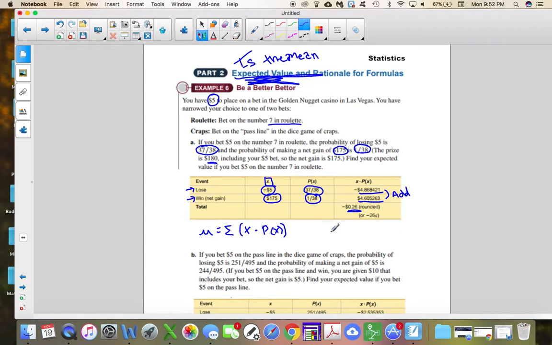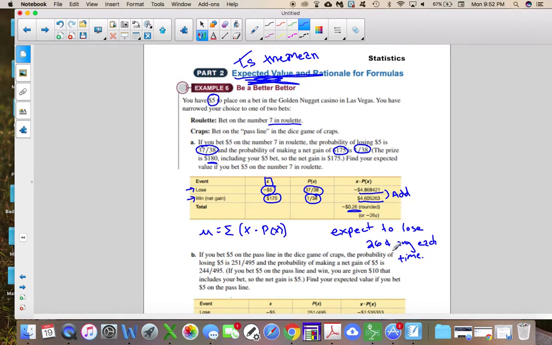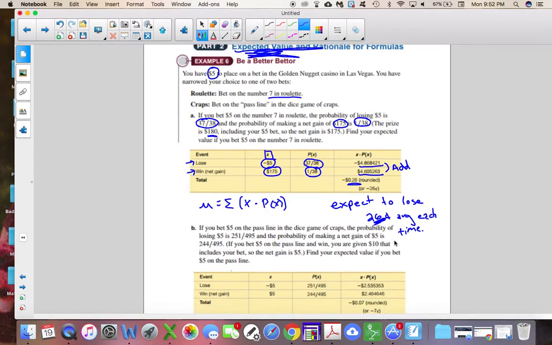So basically what that means is that I can expect to lose 26 cents on average each time I play. I can expect to lose on average 26 cents every time I play. Okay. Now, eventually I'm going to get to the point where I win. But if I keep playing and playing and playing over time, it's going to average out to me losing 26 cents each time. Even if I win every once in a while.